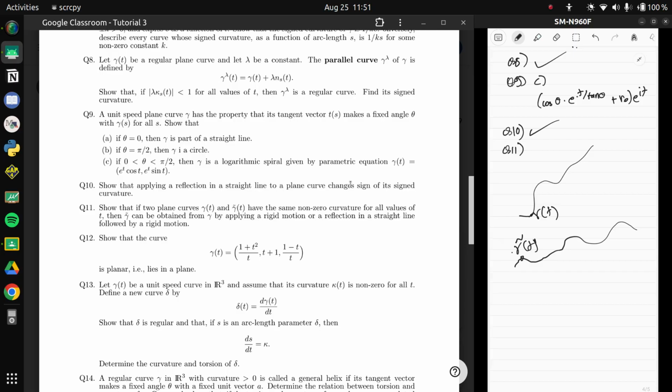Okay. So if two plane curves have the same non-zero curvature, one can be obtained from the other by applying a rigid motion. We already saw that you can do a reflection around the y equal to x line, and then you can rotate. That gives you a reflection along any line. Your signed curvature becomes negative, and then you can rotate it. The unsigned curvature stays the same. So that actually does it. Question 11 was easy.